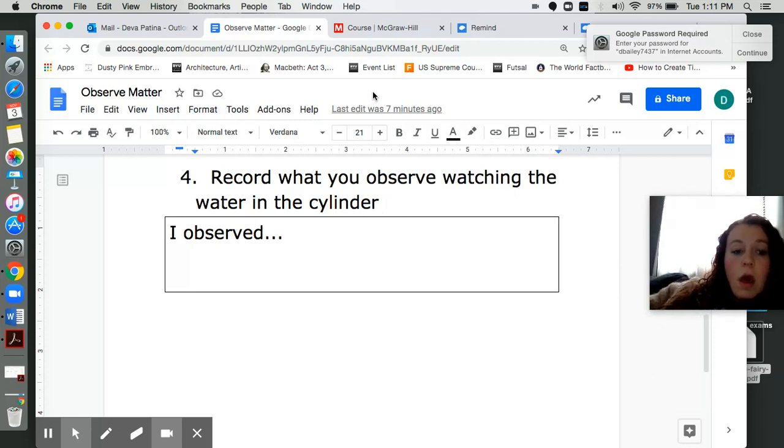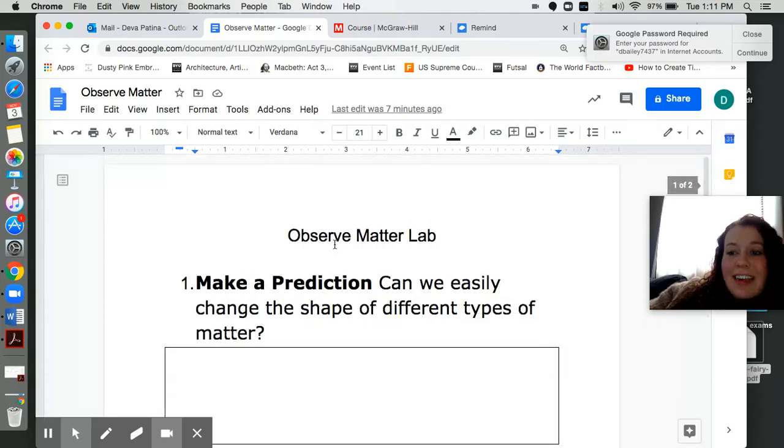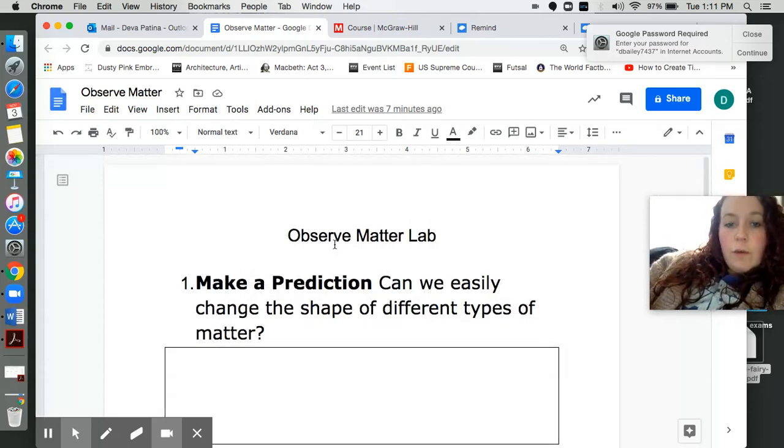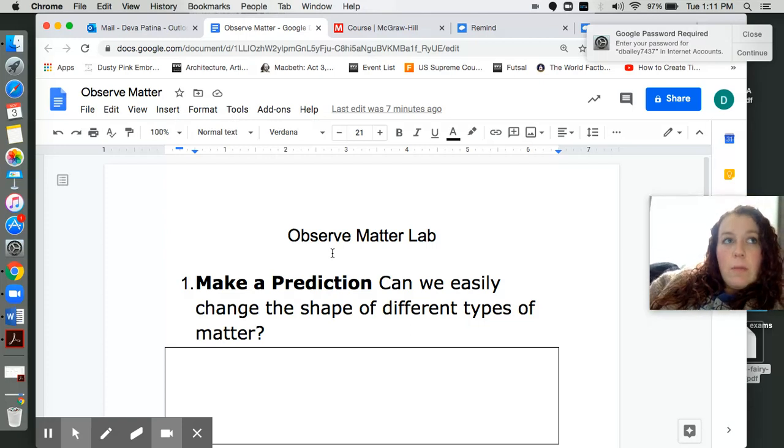So go ahead, fill out these questions, and if you want to experiment with some different pieces of matter, we're also going to be doing that during our Google Meets today.